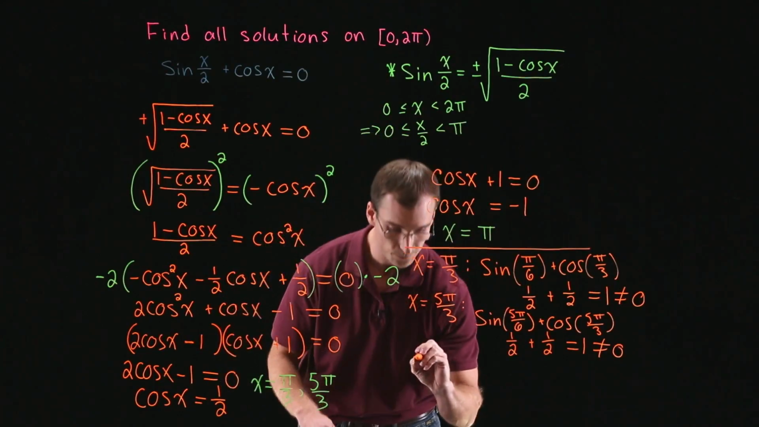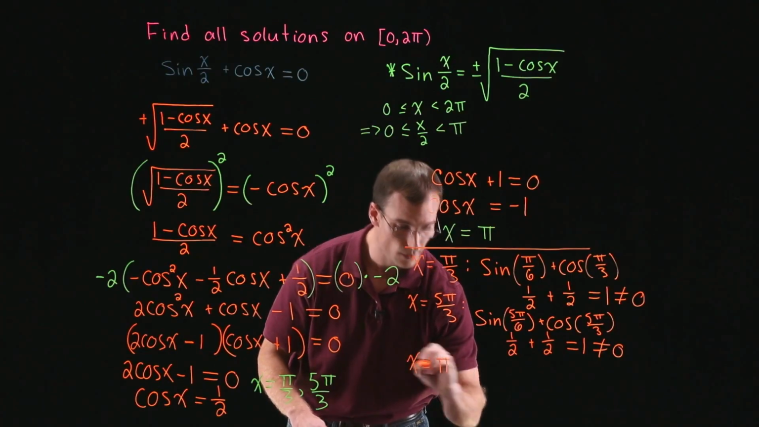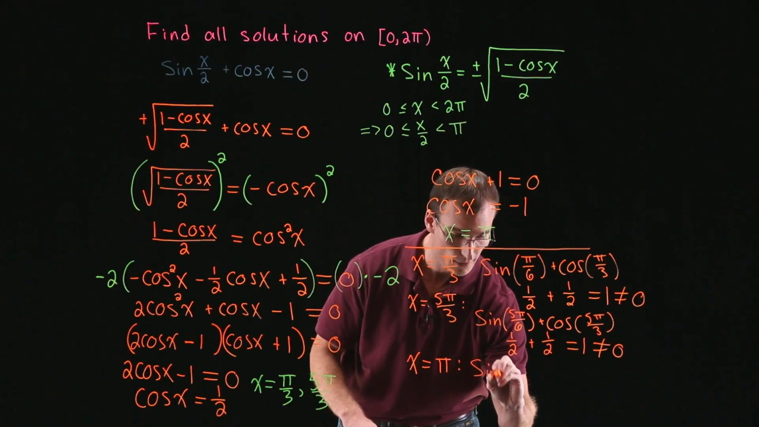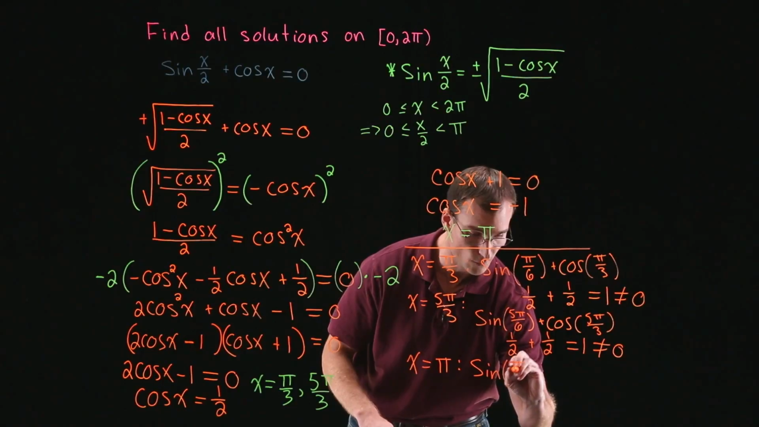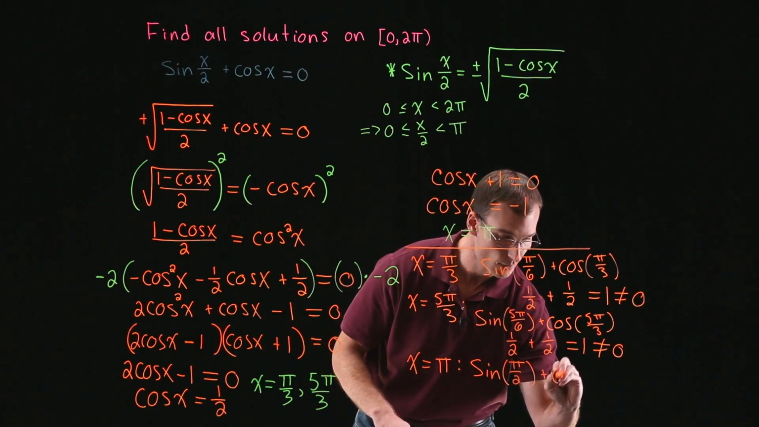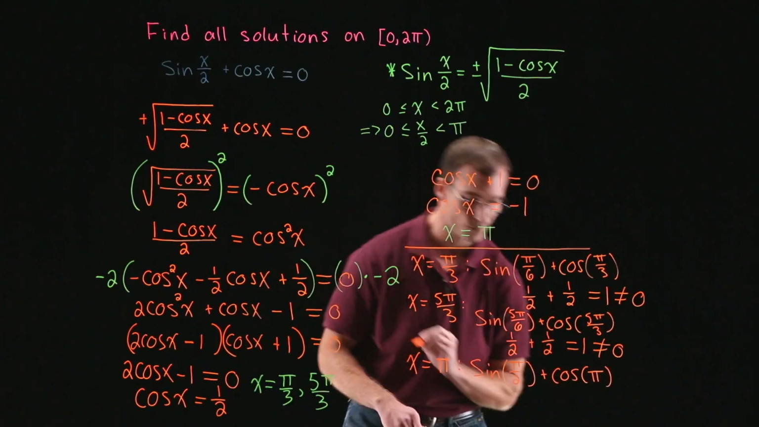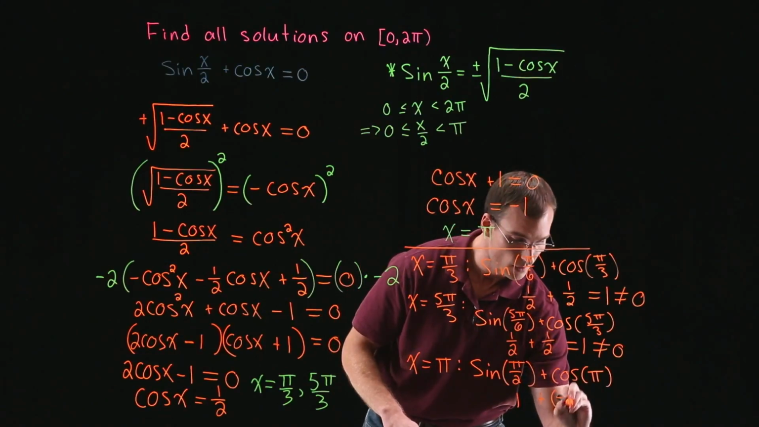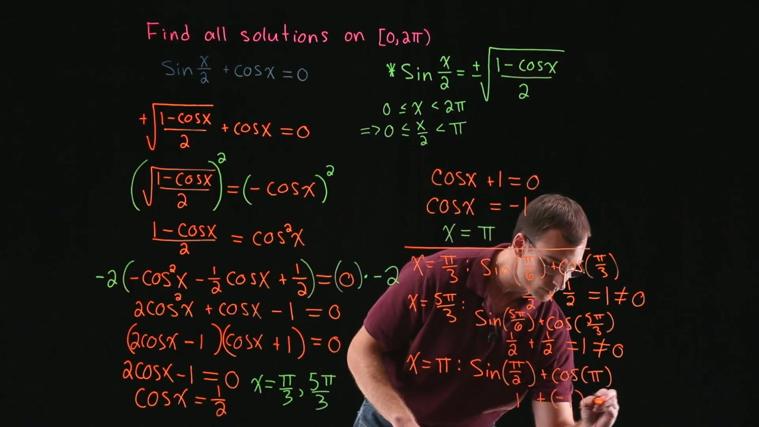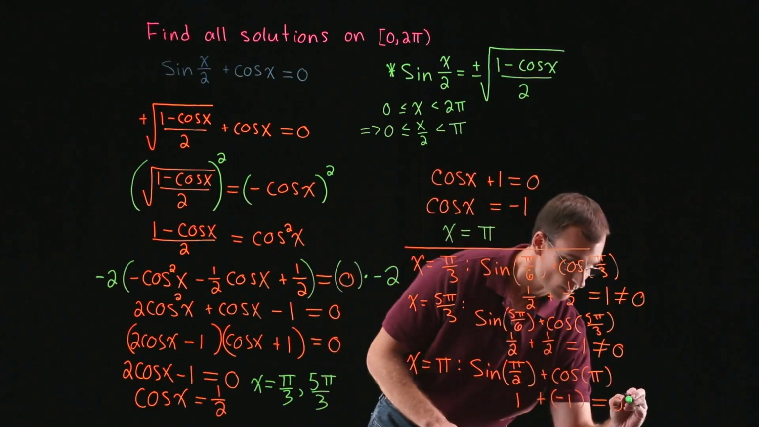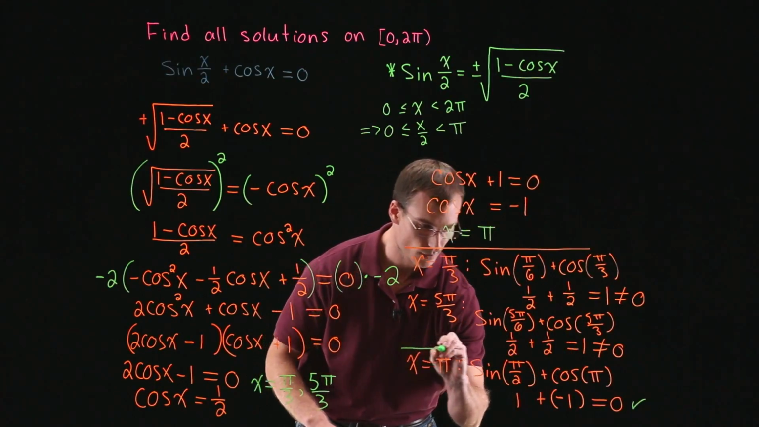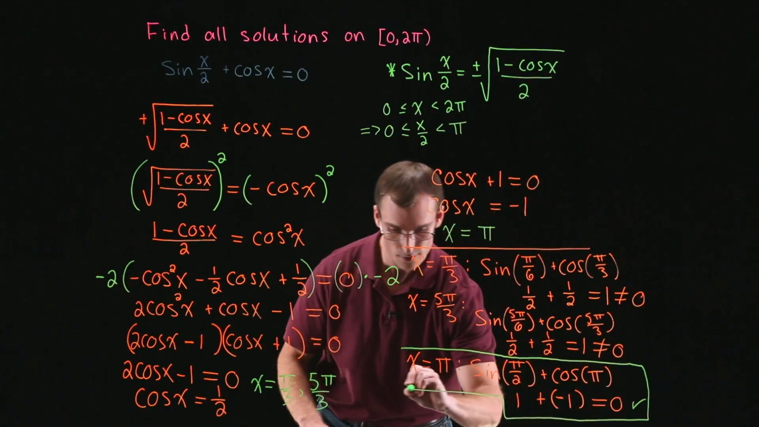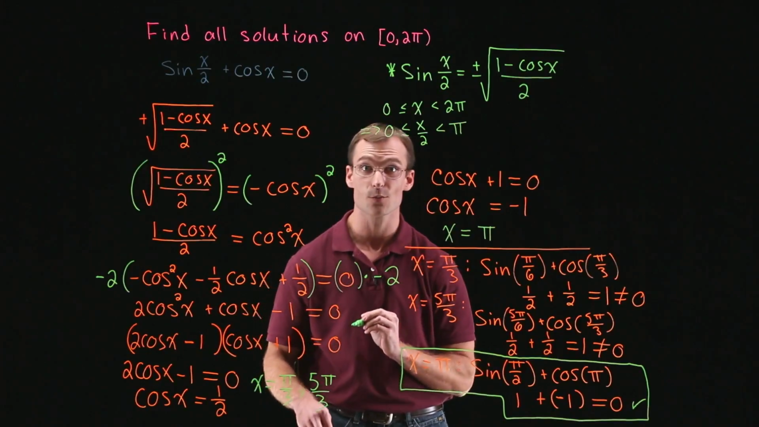Well, let's check our very last one, x equal to pi. So if we plug that in, we'll have sine of pi over 2, plus cosine of pi. So sine of pi over 2 is 1, plus cosine of pi is negative 1. So 1 plus negative 1 gives us 0. So there's our solution that we want. So x equal to pi is going to be our solution for our equation on the interval from 0 to 2 pi. Okay.